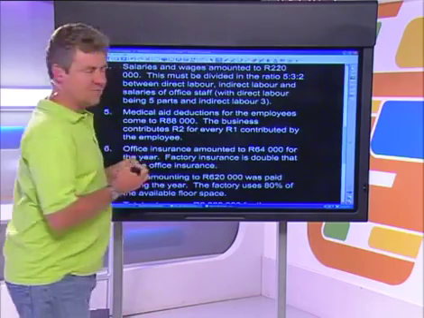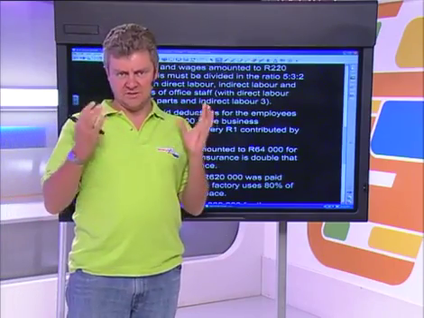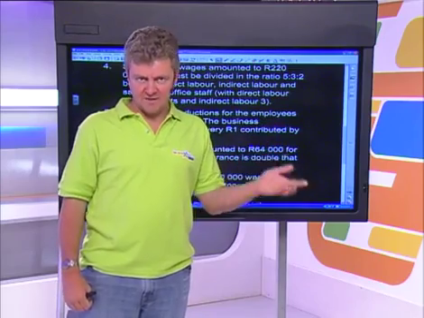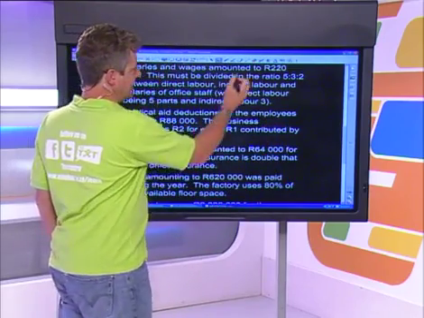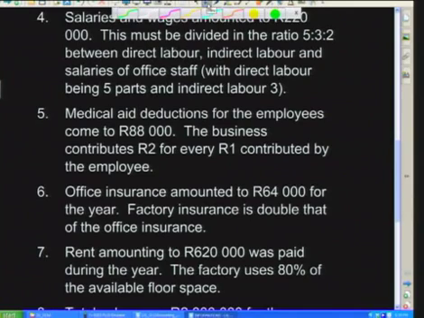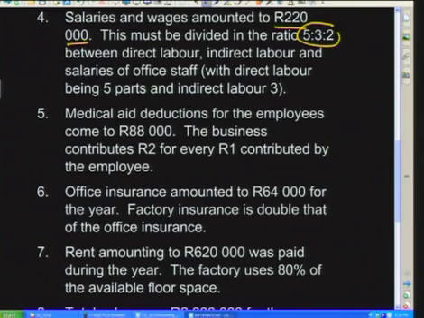We've got a couple more adjustments to do, so let's see how we go with those. Okay, our next adjustment is one that you have to pay careful attention to because this is going to illustrate clearly some of the concepts that we've been discussing earlier. You'll see that this adjustment says salaries and wages amounted to 220,000 Rand. It now says that this must be divided in the ratio 5:3:2 between direct labour, indirect labour, and the salaries of our office staff. And it's given you some extra hints. It's told you that direct labour is 5 parts and indirect labour is only 3 parts. So this question is testing your knowledge about where the different parts of your salaries and wages go.